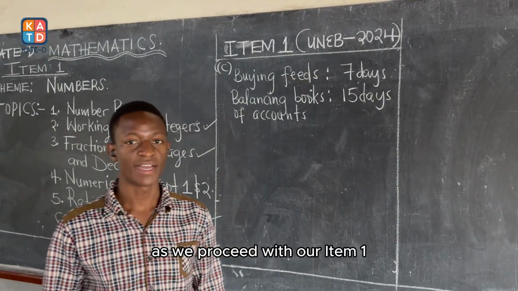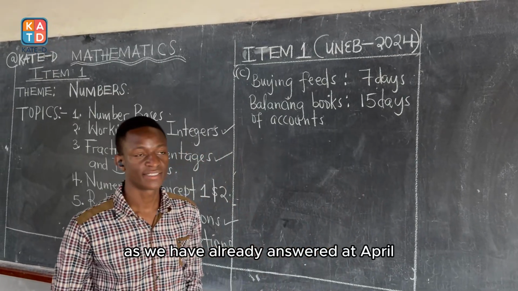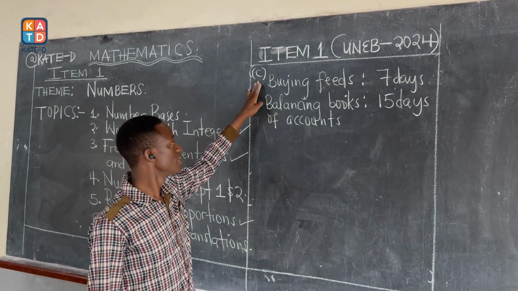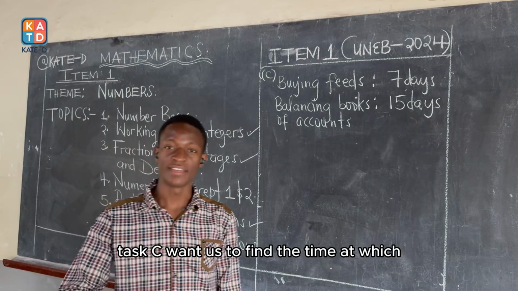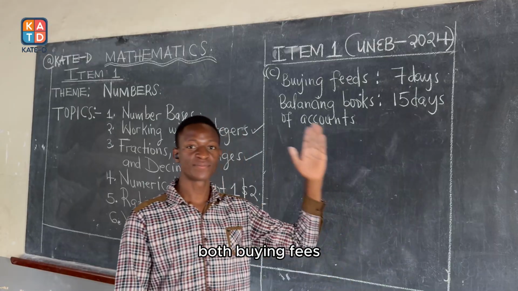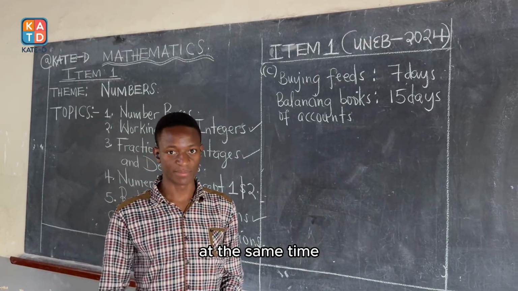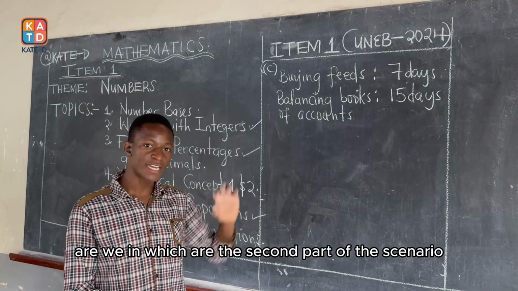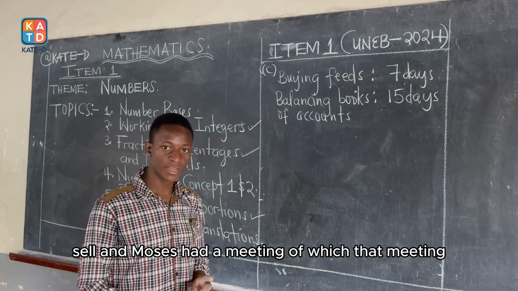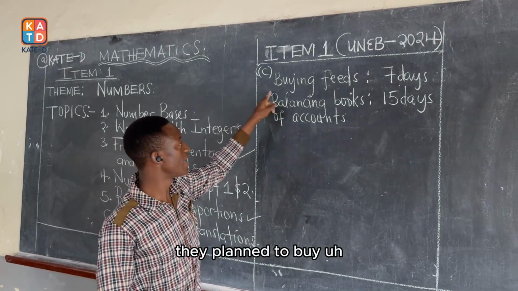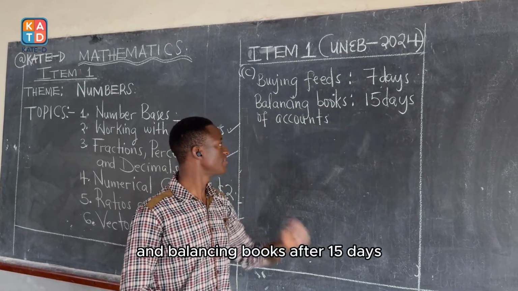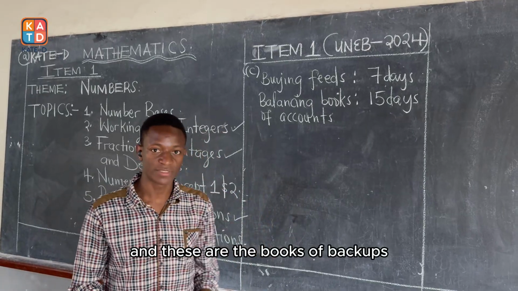As we proceed with our item 1, as we have already answered part A and part B of the tasks, now we head into our task C. Task C, they want us to find the time at which, or the date at which, both buying feeds and balancing books of accounts will happen at the same time. When we read the second part of the scenario, Sarah and Moses had a meeting, at which they planned to buy feeds after 7 days and balance books after 15 days. And these are the books of accounts.